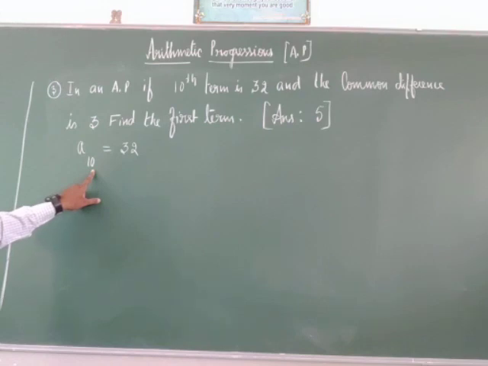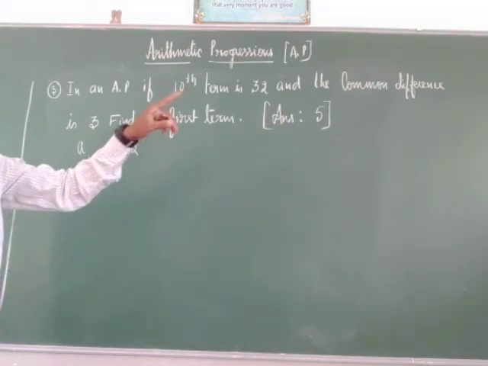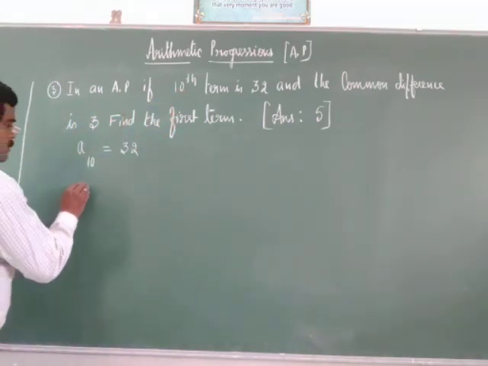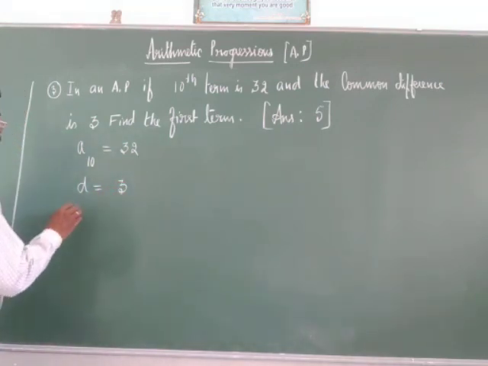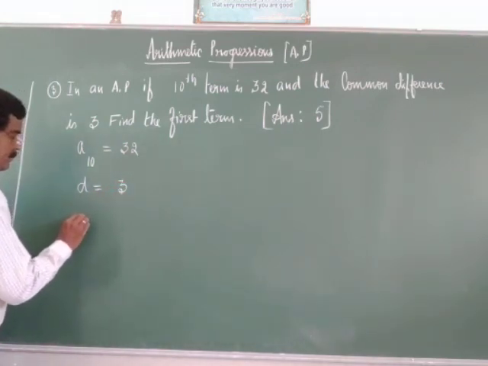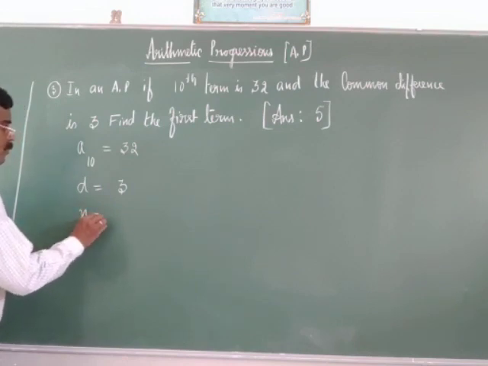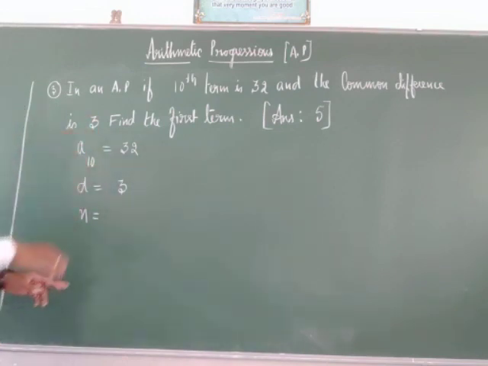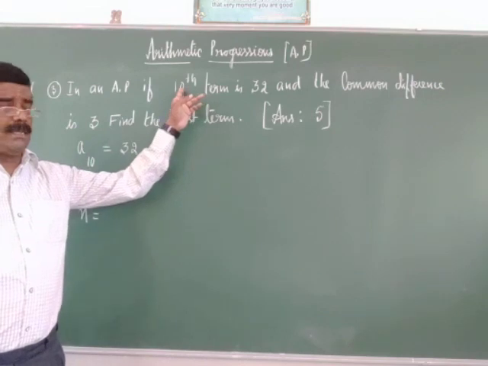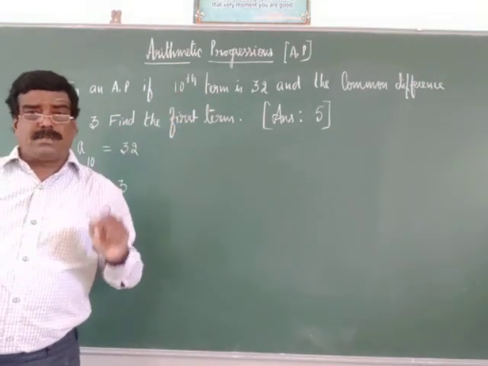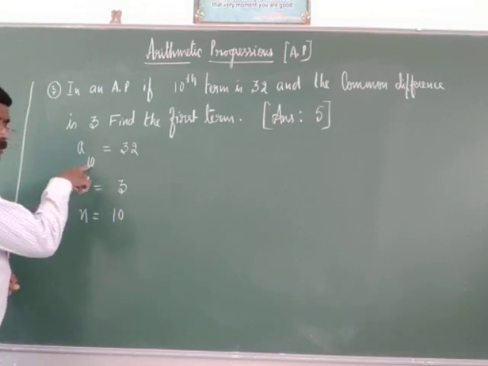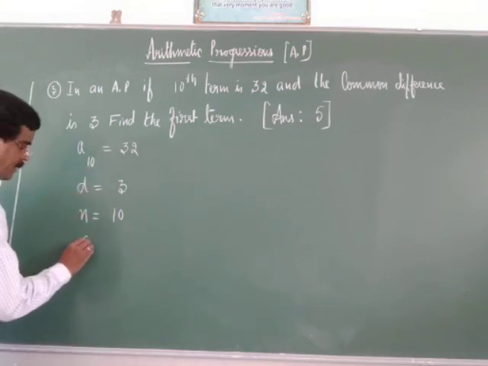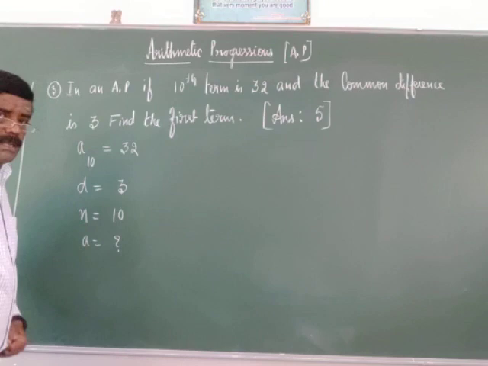You must write the data like this: A10 is 32, and the common difference is 3, that is D is 3. Then you have to find A. 10th term means the n value is 10, you must know that. So in place of n, you write 10. You can refer here if you want. And A is the question mark.